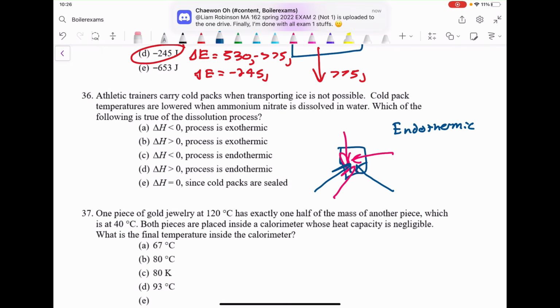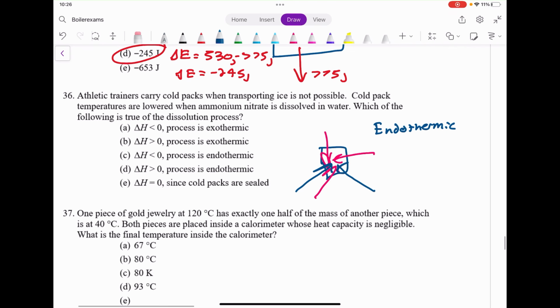So I know it's endothermic, and endothermic reactions have greater than 0 delta H's, which leaves me with D. The reason that the delta H has to be greater than 0 is, I guess, just a piece of knowledge that you should know.